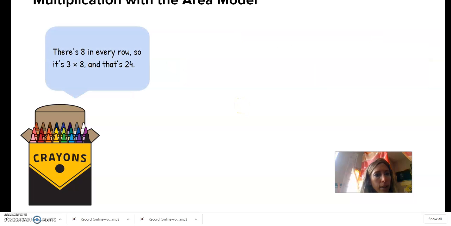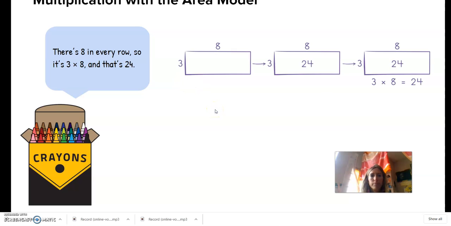Yet one more way. This person just says, hey, there's 8 in every row. So it's 3 times 8. That's 24. How could you show that? It's very similar to the tiled array. There's just no squares in it. So I just say I have a 3 by 8, and that'll give me a total of 24.